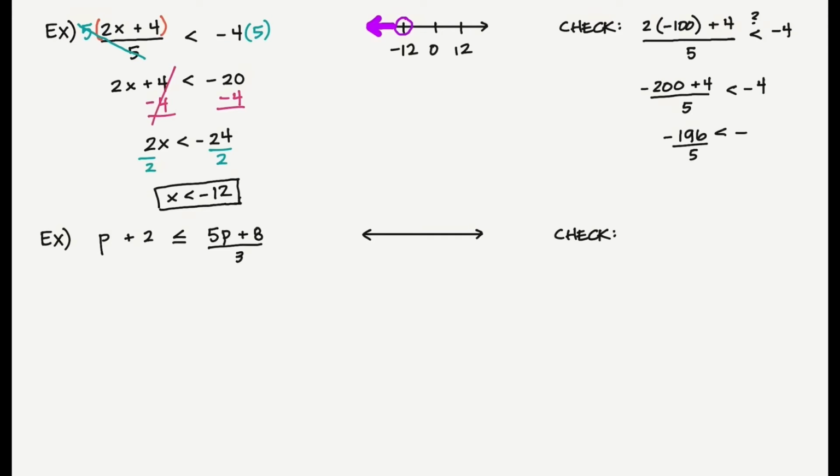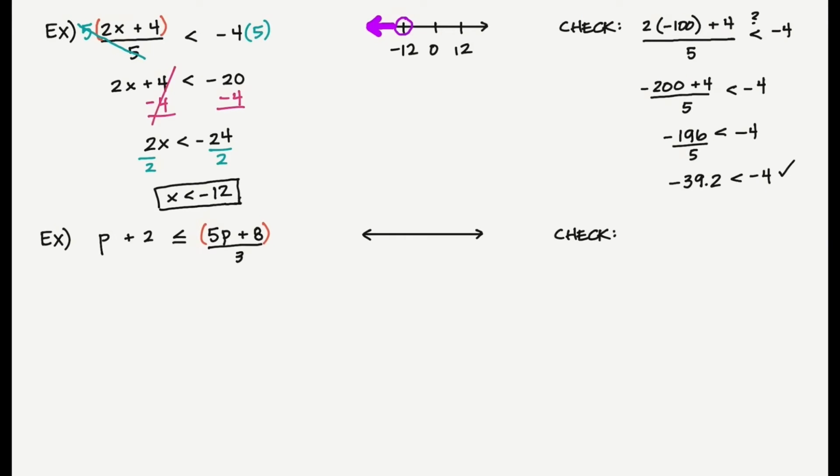divided by 5, and I want to see if that's less than -4. And this is going to be a decimal, which is fine, -39.2. And that is definitely smaller than -4, so it works out. So for our final problem, it's kind of complex, so I'd like you guys to really follow along.